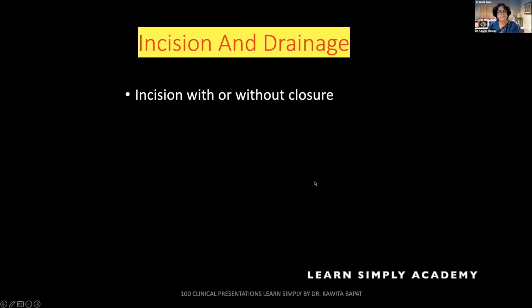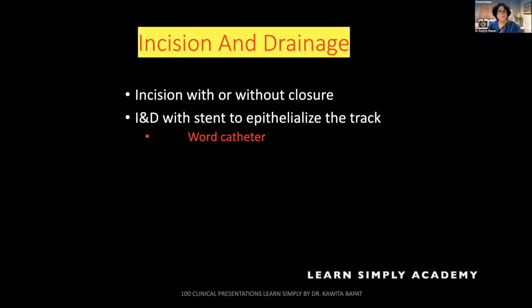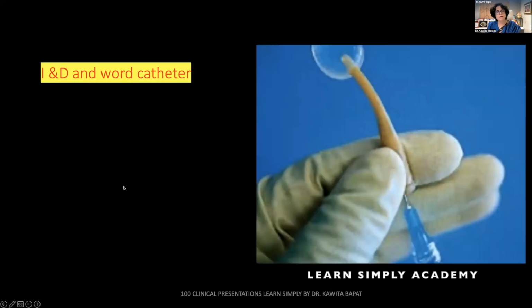Now, incision and drainage, incision with or without closure, incision and drainage with a stent to epithelialize the tract. So we can have the Word catheter, which we can put and keep without stitching. Number two, Jacobi ring is a small ring which can be inserted there. And then this is the Word catheter, a simple hole like a catheter, but very small. A balloon should be filled and kept there.